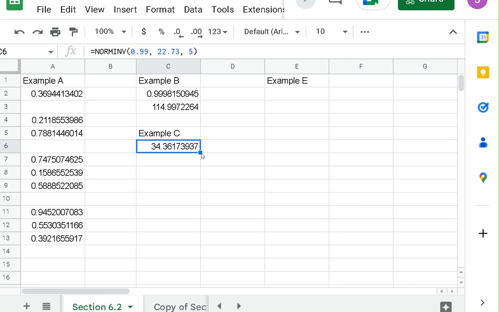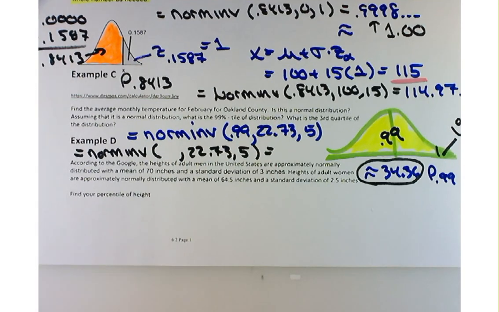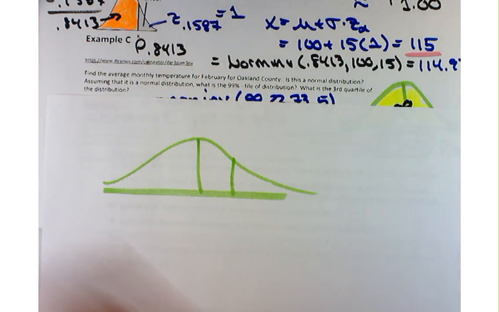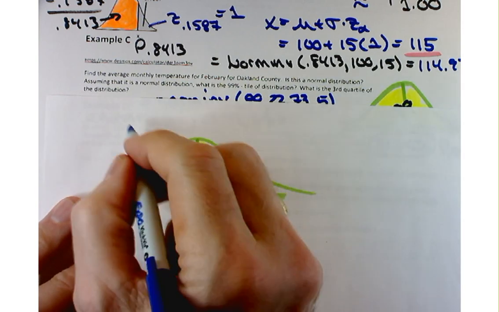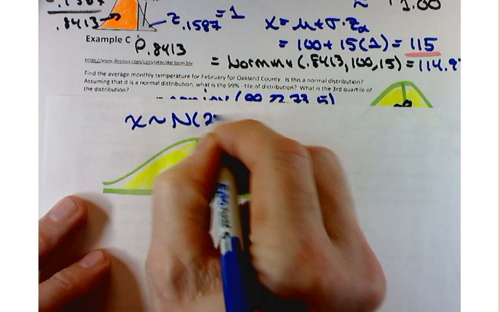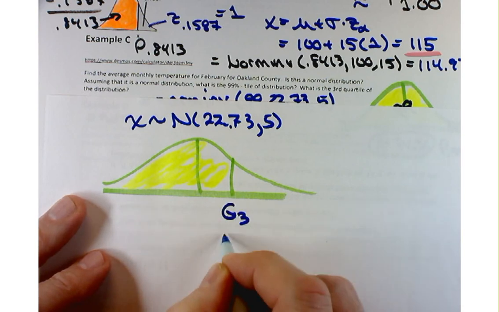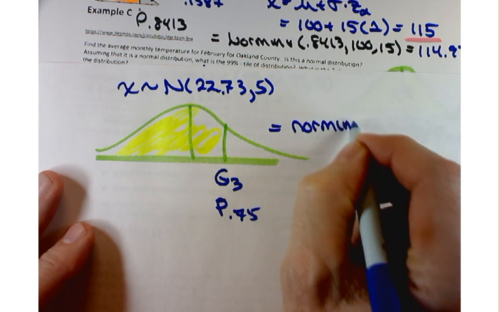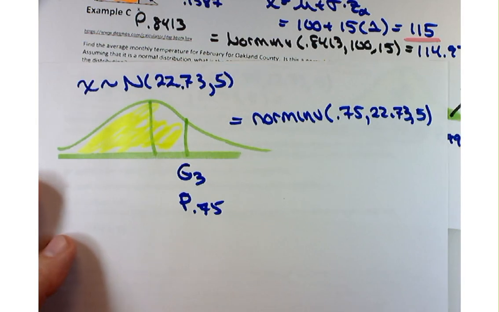Now keep in mind, the third quartile separates the bottom 75% from the upper 25%. So the third quartile is going to be somewhere here. It's going to separate the bottom 75% from the top 25%. I know that my variable is distributed normally with a mean of 22.73 and a standard deviation of 5. So if I want to find this point, which is Q3 or P.75, the 75th percentile, that's going to be norm inverse of 0.75, then the mean 22.73, comma 5. I think that should give you around 26.